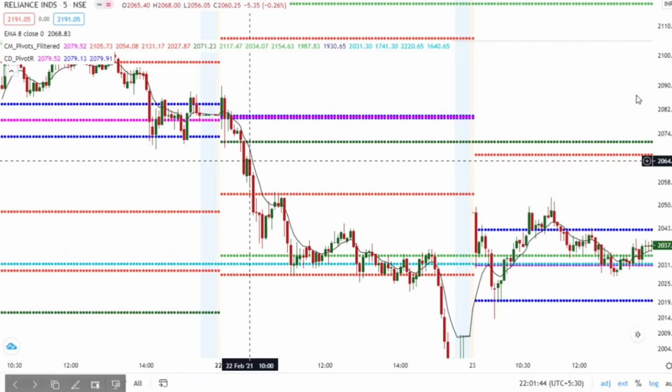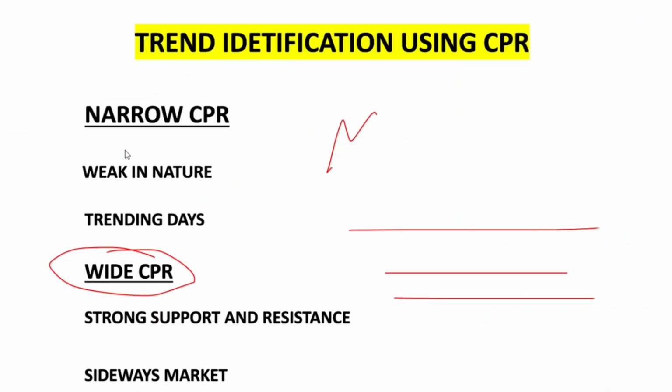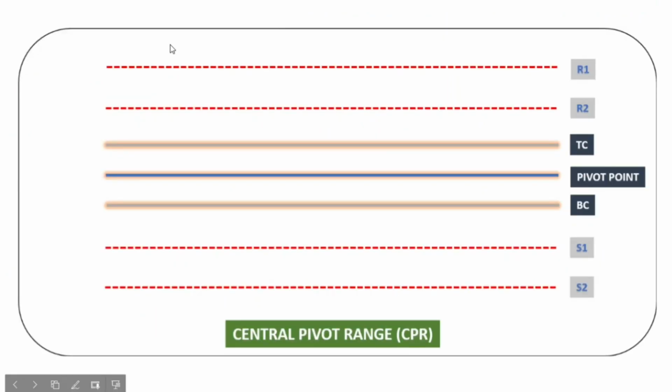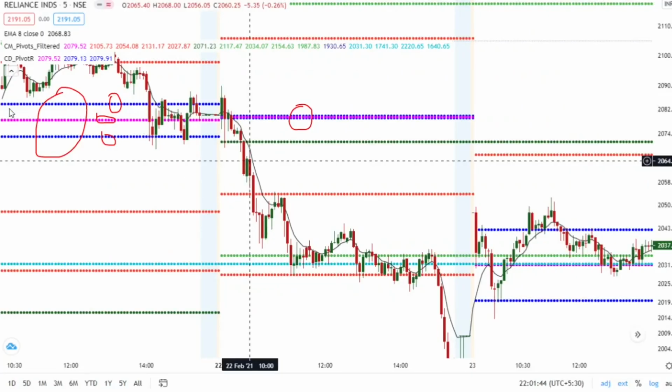Here you can see this is called narrow CPR. This is called CPR. You can see these three lines are called CPR. This is top CPR, as I showed in the example, this is the central pivot line and this is bottom CPR. I will show it again. So this is the CPR range, and as I told earlier, this is the top CPR, this is the bottom CPR, and this is the central pivot range, and this is support 1, this is support 2, this is resistance 1. This is how CPR and pivot points look exactly in your chart.